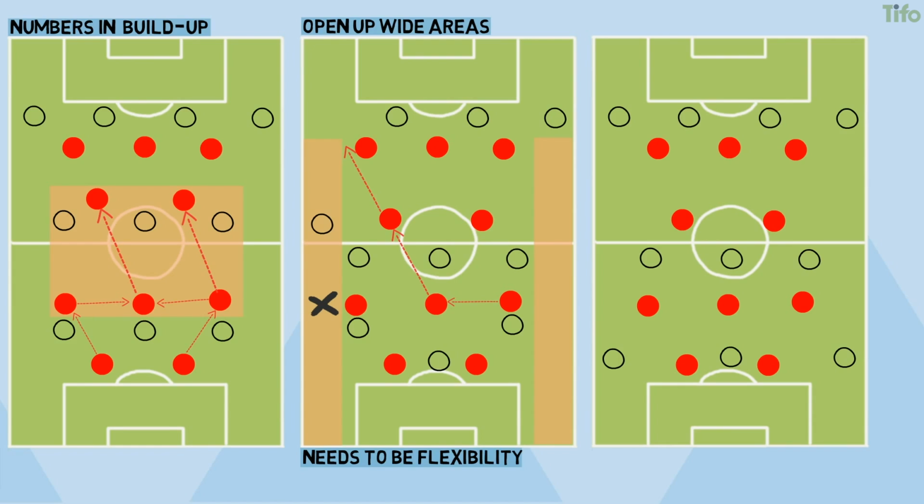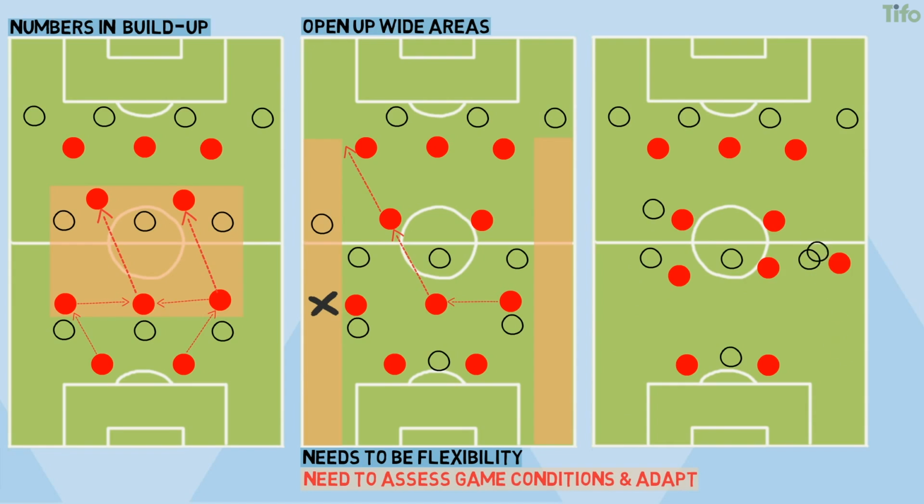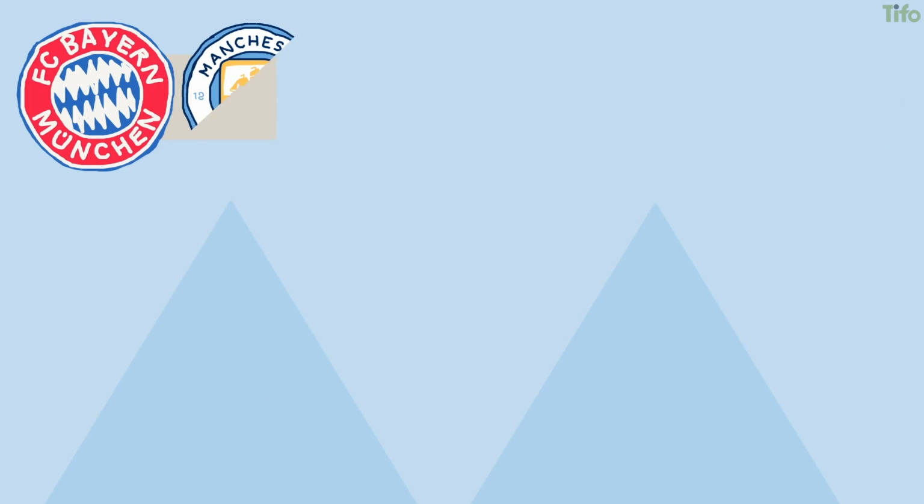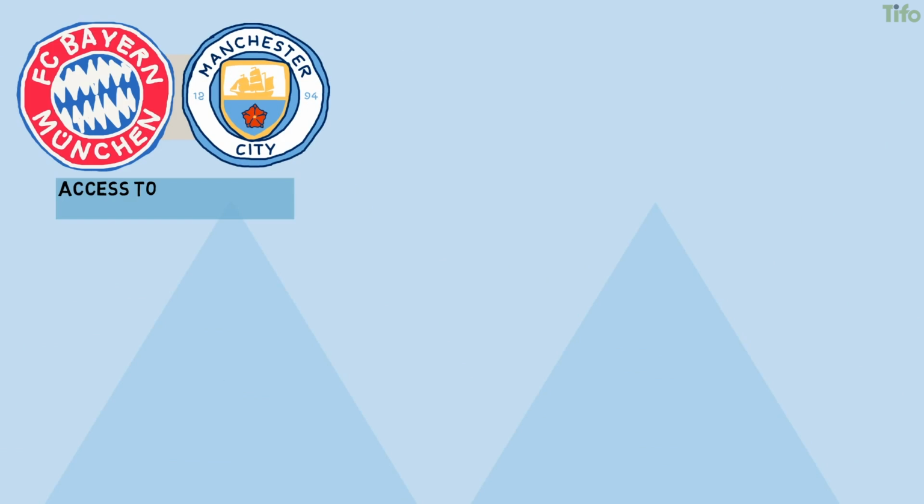Like any system, there needs to be flexibility. Inverted fullbacks need to be able to assess the game conditions and adapt. Otherwise, the centre can be clogged up against teams who sit back in a low block, and the lack of an overlapping runner can force the team's midfielders to run wide instead, leaving the centre too open higher up the pitch. But that's why this sort of system is used by teams like Bayern or Manchester City, who have access to intelligent and flexible footballers who can make those decisions.